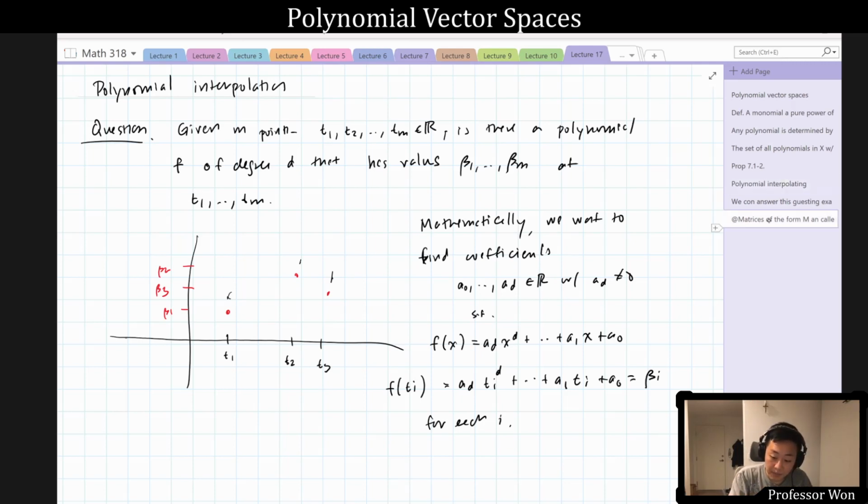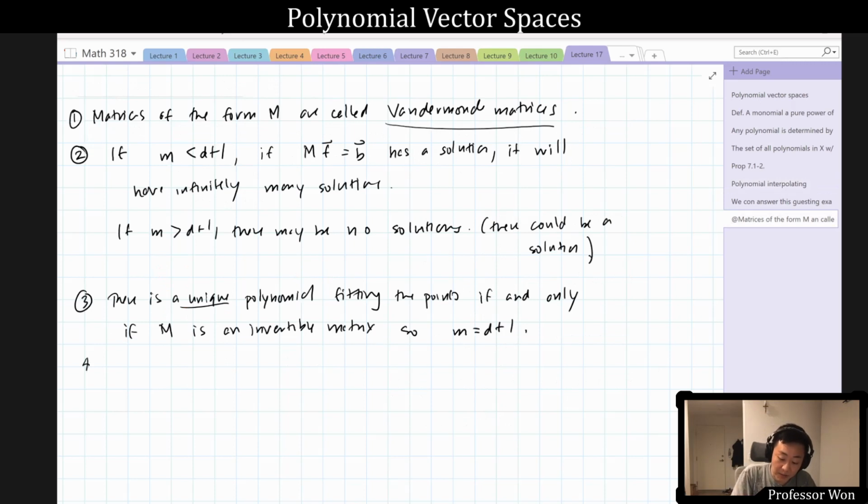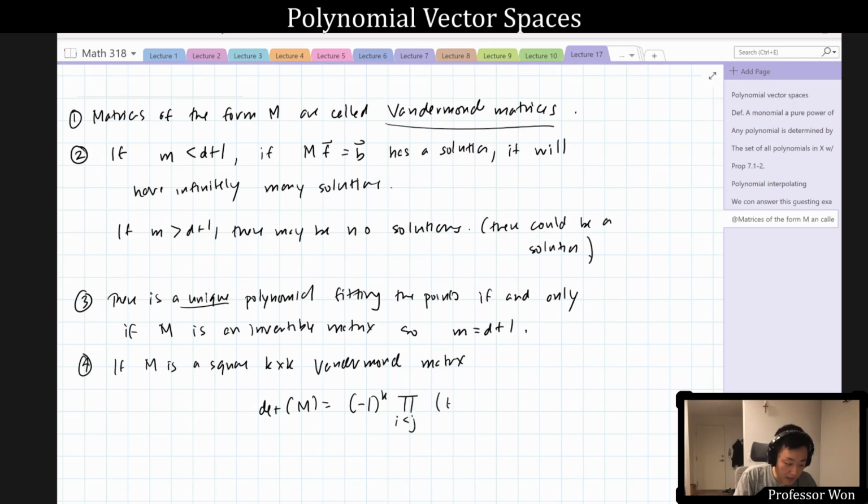This, in fact, follows from properties of Vandermonde matrices. So this is a non-obvious fact, but if M is a square k by k Vandermonde matrix, then the determinant of M is equal to the following thing. Again, this is an extremely well-studied thing, but it's just the product of all of the ti minus tj's, basically.